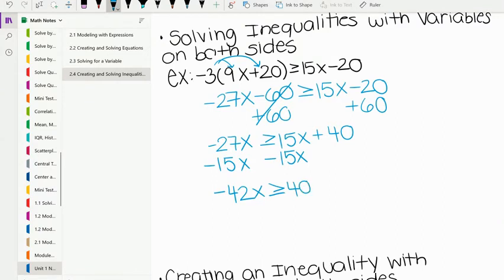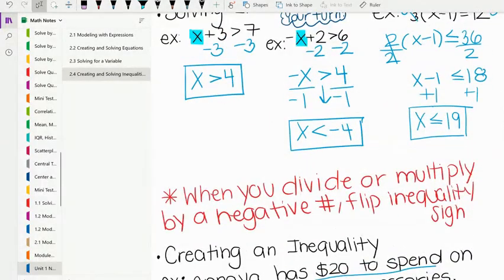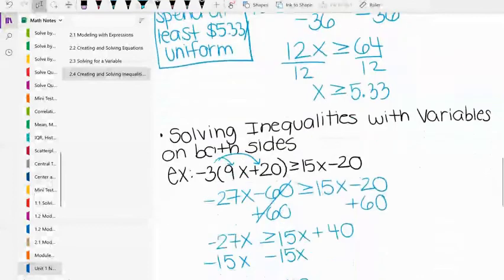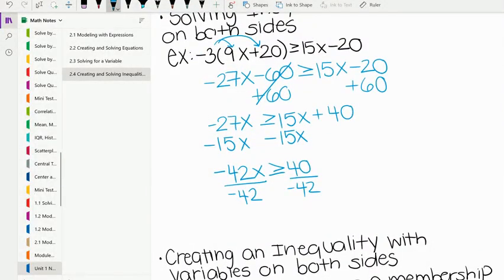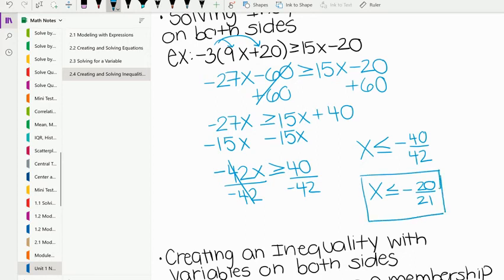Now to get that x by itself, I have to divide by -42. If you remember, going back to that red star, when you divide or multiply by a negative number, flip the inequality sign. So we need to do that. I'm going to have x, and instead of greater than or equal to, I'm going to have less than or equal to, and we have -40 over 42. It doesn't really matter where that negative sign is. To go further, we can divide both parts by 2, so we actually get -20 over 21.